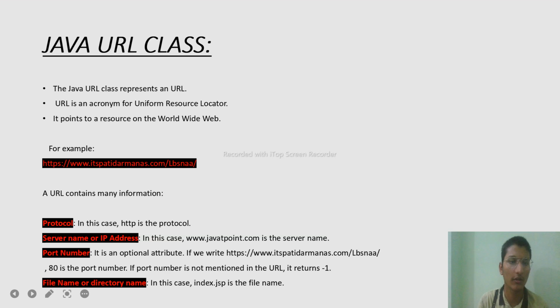A URL contains much information. First, the protocol. In this case, HTTP is the protocol. Second thing is the server name or IP address. In this case, you can see our IP address. Now the port number is also provided and also the file directory name. In this case, index.jsp is the file name.